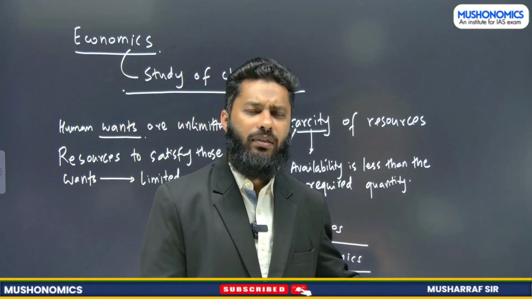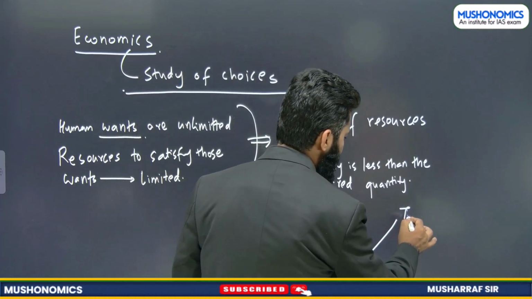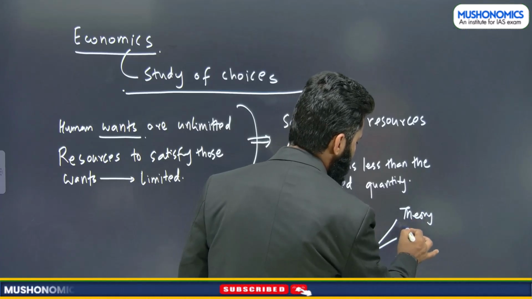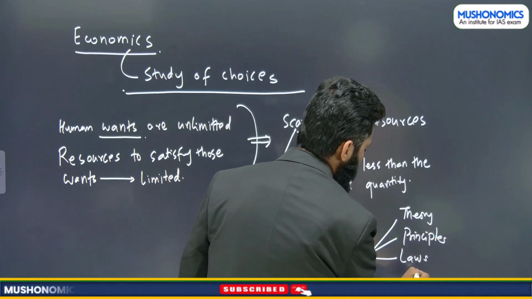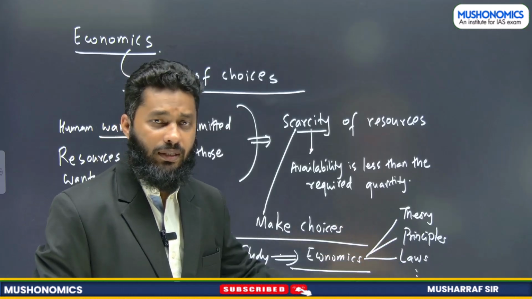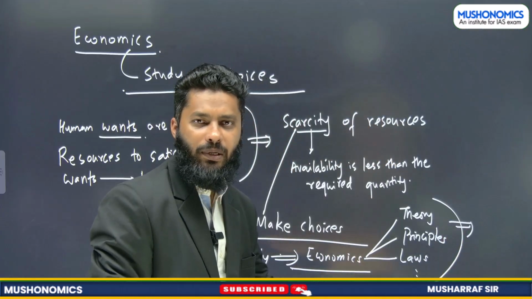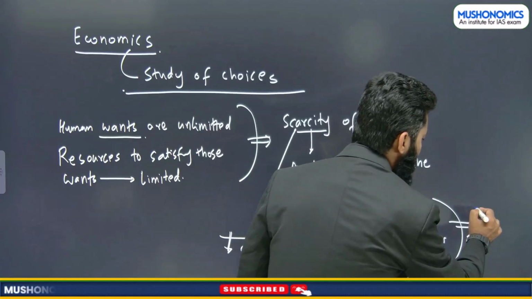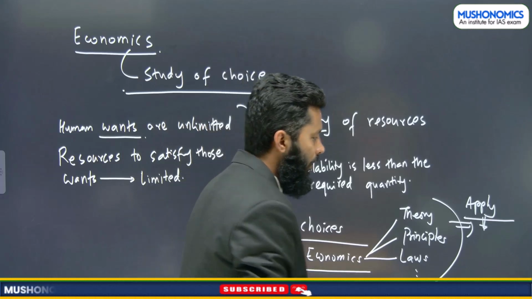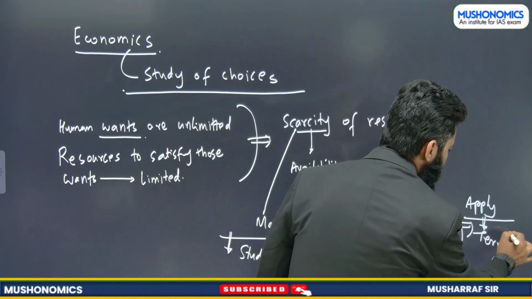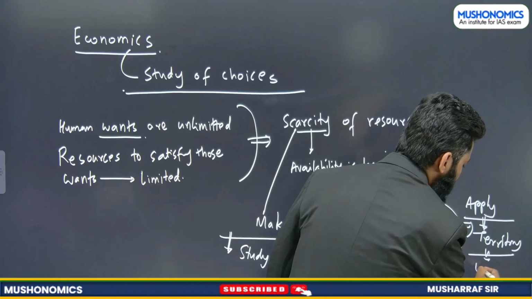When we study choices in the presence of scarcity, we understand lots of theories, principles, laws, and many other things. When we apply all this understanding of theory, principles, laws, etc., then it becomes what? Economy. So when we apply these rules, regulations, theories, principles, etc., to a particular territory, then for this particular territory, it becomes the economy of that particular territory.